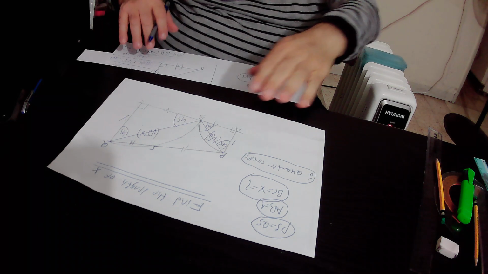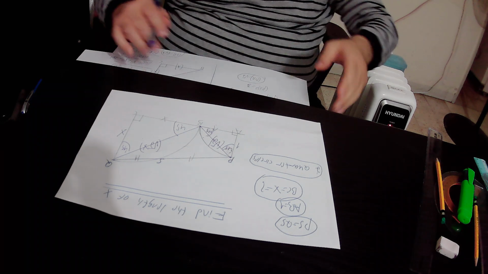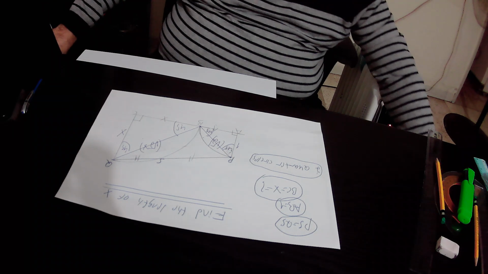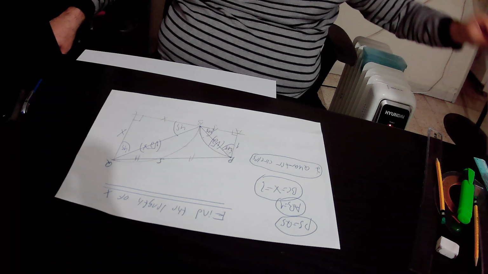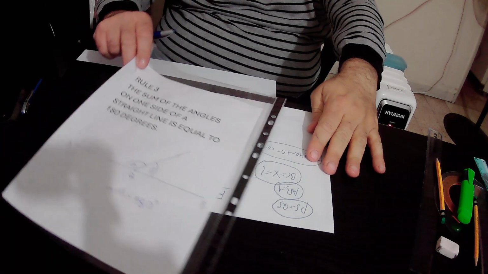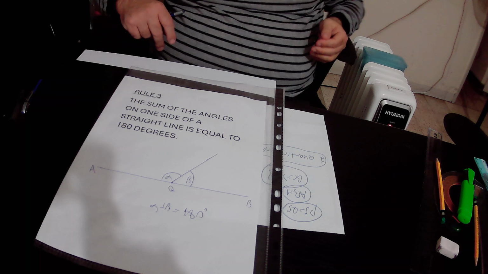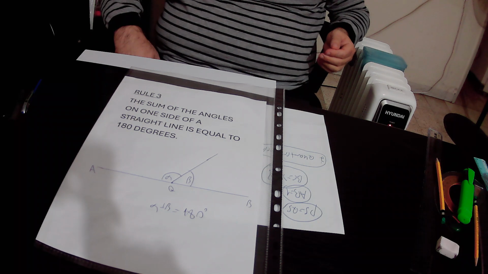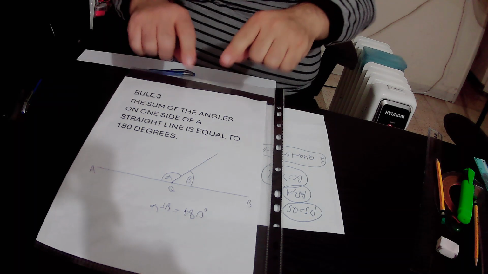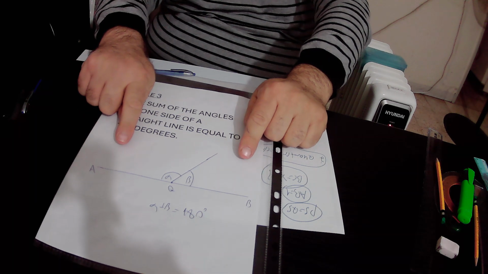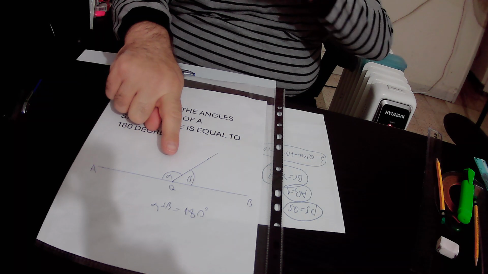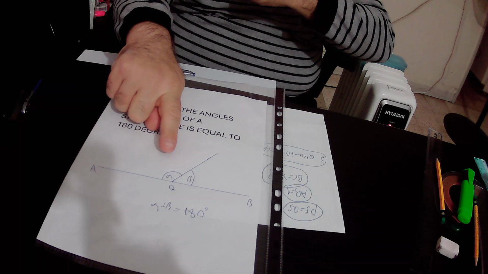So in the next step I will present to you rule number 3. We will implement rule number 3 in our drawing. According to rule number 3, the sum of the angles on one side of a straight line is equal to 180 degrees. So in the drawing we have the straight line AB. If we focus on the upper side of the straight line AB at point Q, the sum of the angles on the upper side of AB at point Q must be equal to 180 degrees.